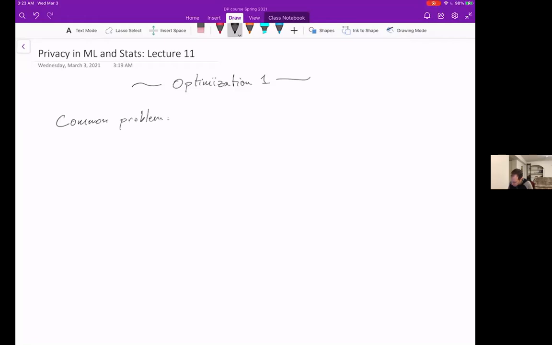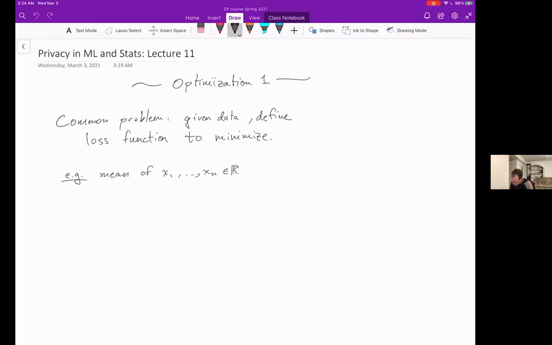A common type of problem is that given the data, we define a loss function that we would like to optimize, we would like to minimize. Okay, so what's an example of that? Well, let's look at the mean. The mean of a bunch of points x1 through xn that are all real numbers.